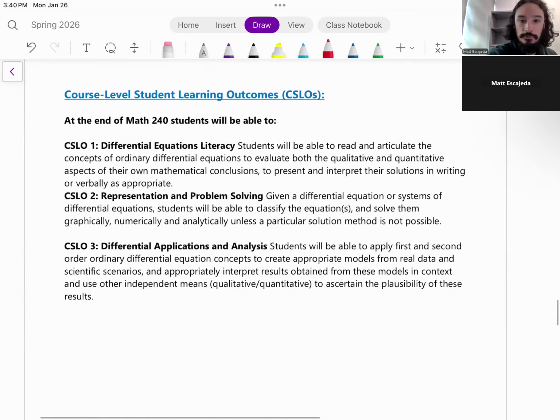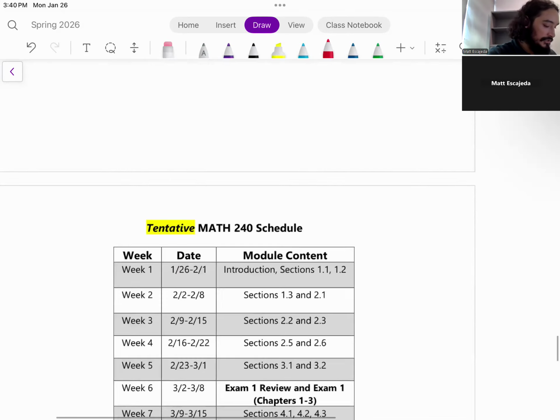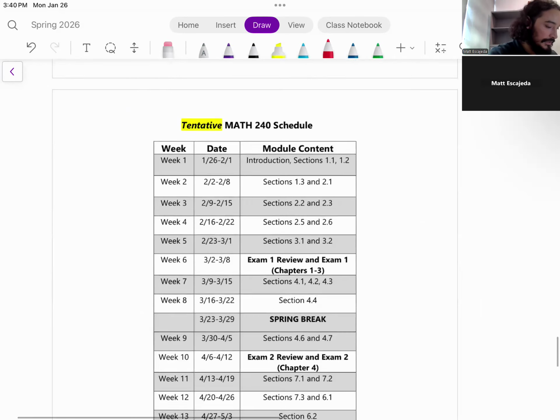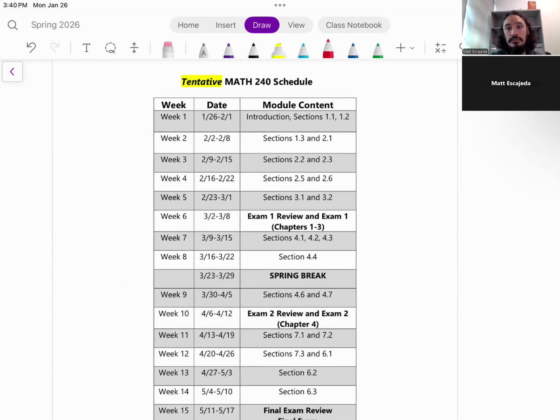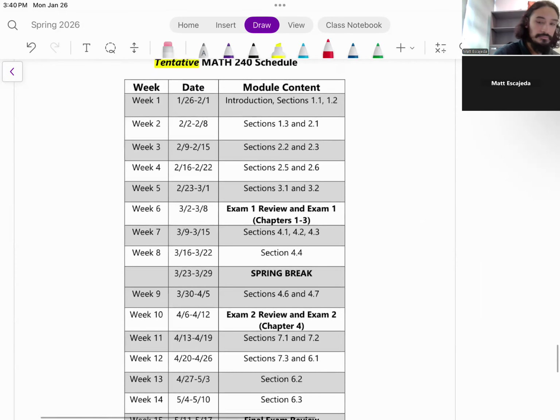And then here are our course student learning outcomes, if you want to check those out. That's what we're going to be learning this semester. And here's our tentative schedule. I could change things here and there, but that's pretty much the setup for this semester, week by week, what we're going to learn for each section.